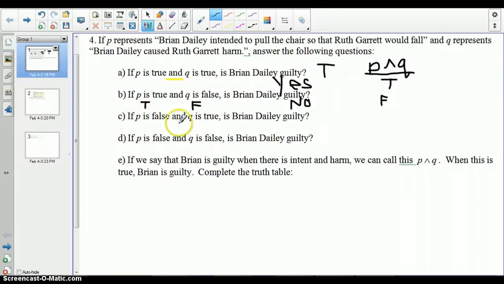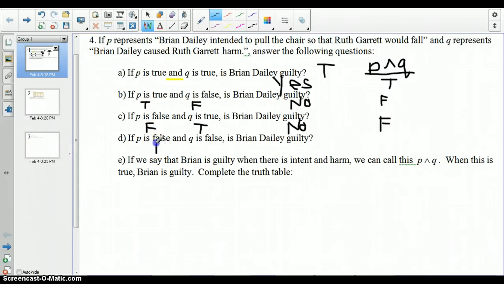If P is false and Q is true, so Brian Daly did not intend to pull the chair out, but she did get harmed, is he guilty? No, he's not. There was no intent. So in this case, P is false, Q is true. Is Brian Daly guilty? No, he's not. This would be false. Remember, the conjunction says both have to be true at the same time.